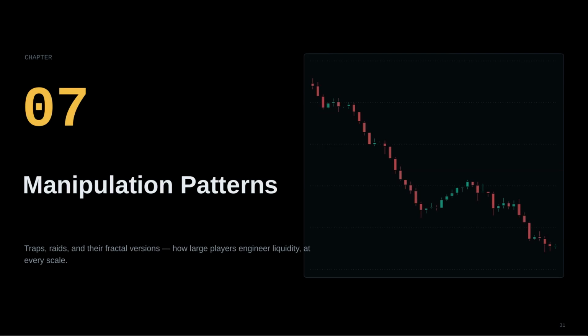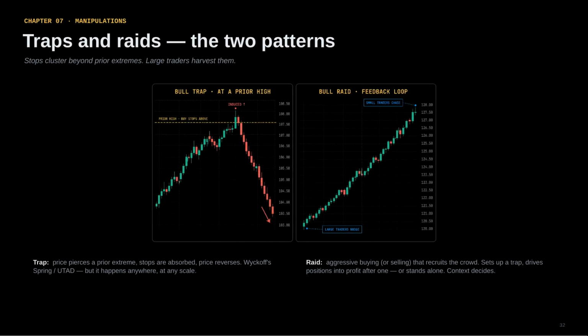Chapter 7. Manipulation patterns. Throughout the history of technical analysis, there have really only been two: the trap and the raid. Fractal analysis lets you see both, at every scale. The bull trap. Buyers believe that if price clears a previous high, it will keep going. So buy stops pile up just above it. Large traders drive price through the level, absorb that demand, and enter short. The bear trap is the mirror image at prior lows.